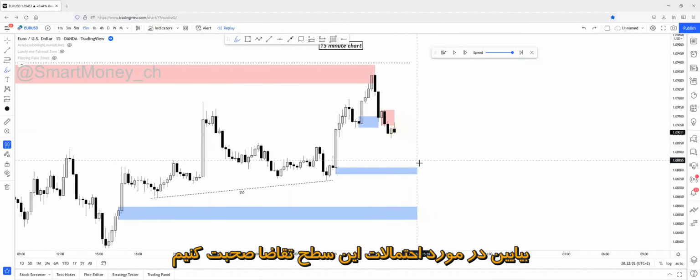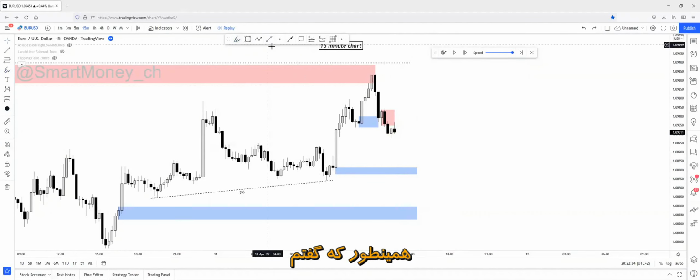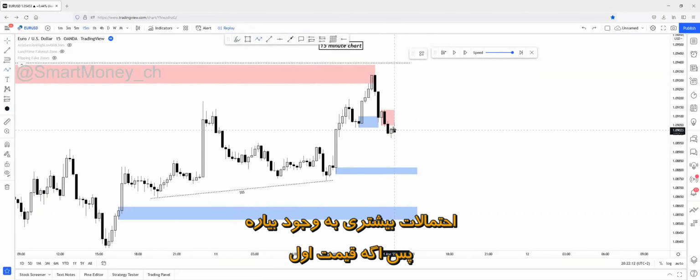Okay, let's just talk about these demand possibilities. Since, as I said, it's a double-edged knife, this demand could bring us some more possibilities.